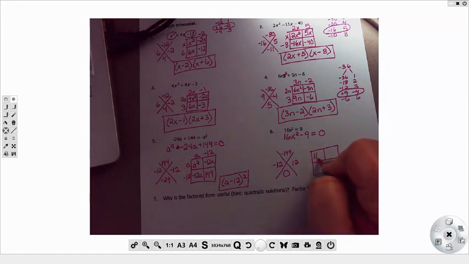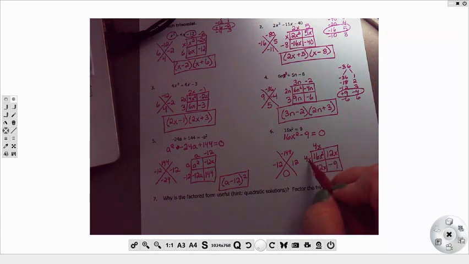So this needs to be a 16x squared. This needs to be a negative 9. This needs to be a 12x. This needs to be a negative 12x. Again, look at your factors. I have a 16 and a 12. The only thing I can pull out is a 4x. Another 16 and 12 would be a 4x.